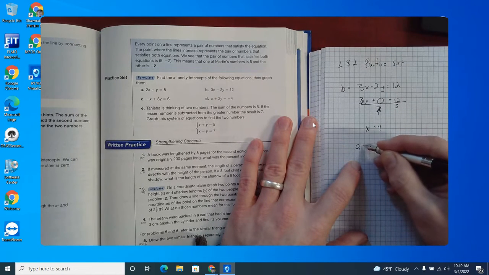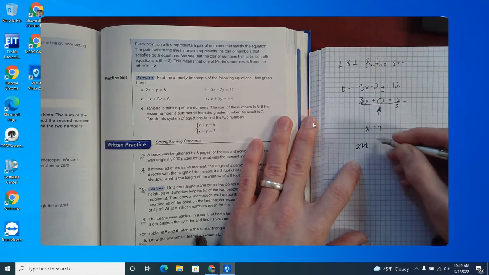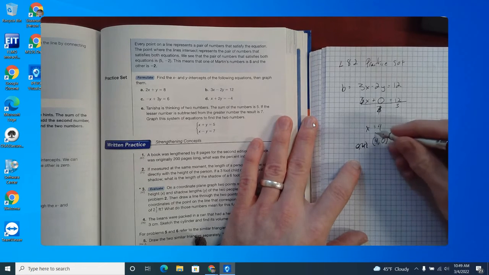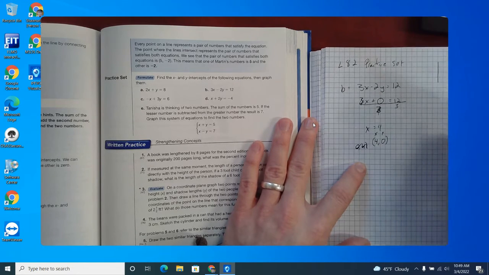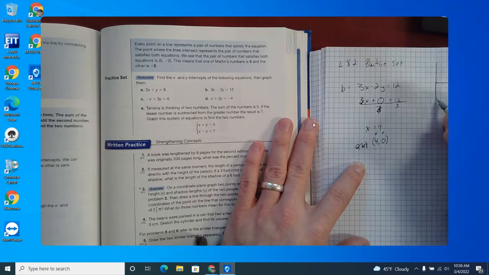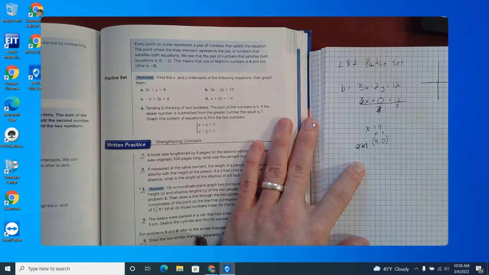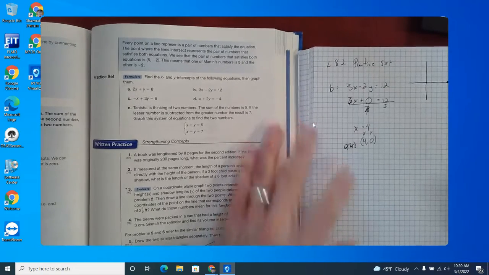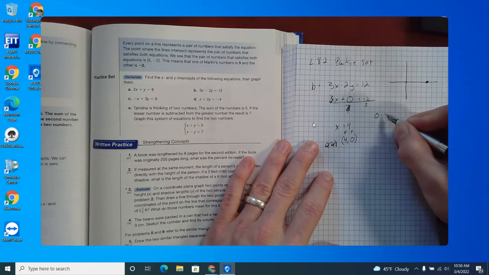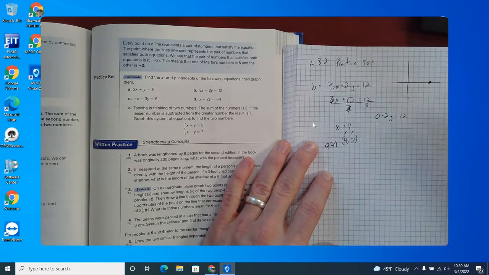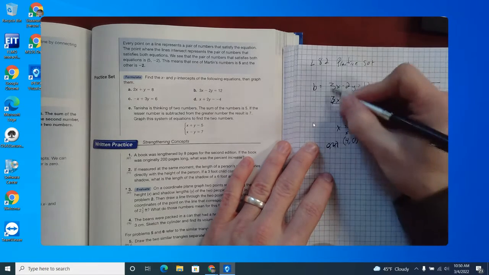So 4, 0 is my x-intercept. If I have a little graph here, 4, 0, that's my first point. I'm going to have to go down this way too. Now set x to 0: 0 minus 2y equals 12. Okay, I just turned that whole thing to 0.